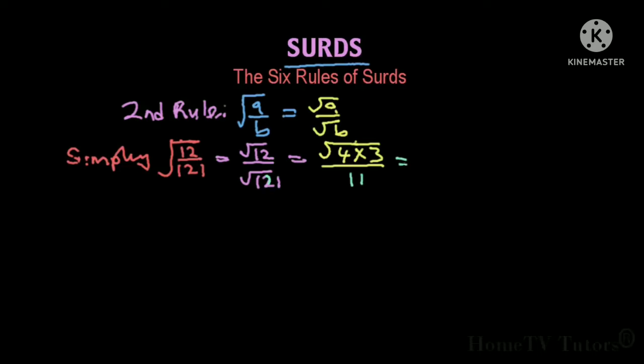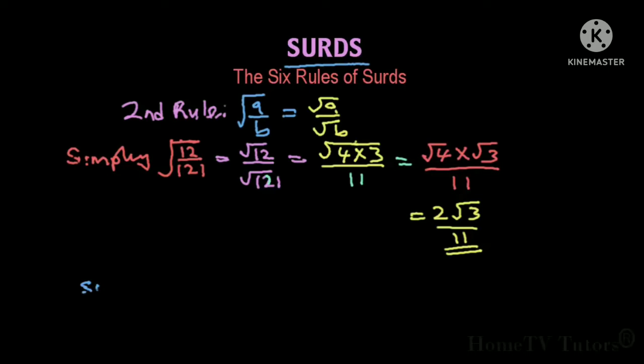All right, so now for the numerator, the square root of 4 times 3 is written as square root 4 times square root 3, all over 11. Good. So now we have the square root of 4, which is 2, then square root 3 over 11. This cannot be simplified further. Good. Let's see the second example.